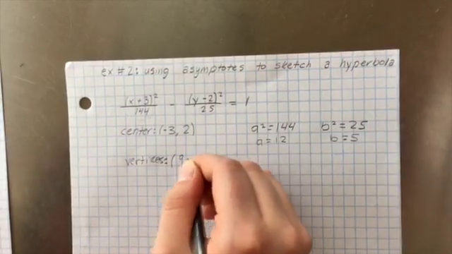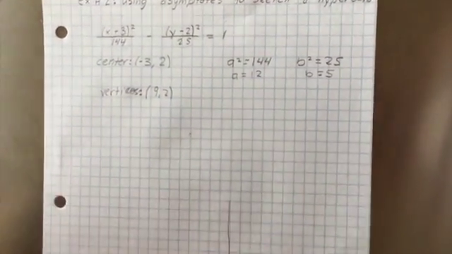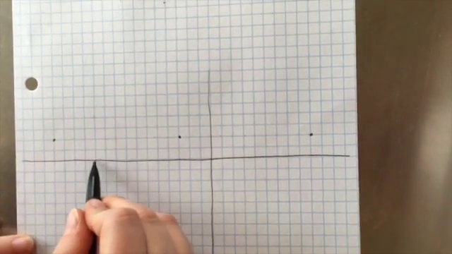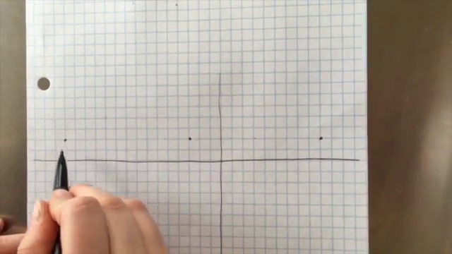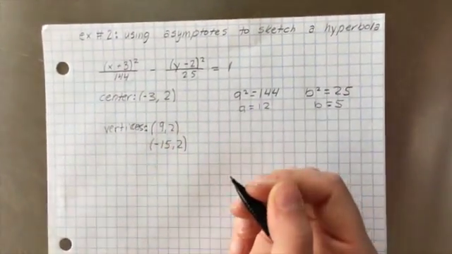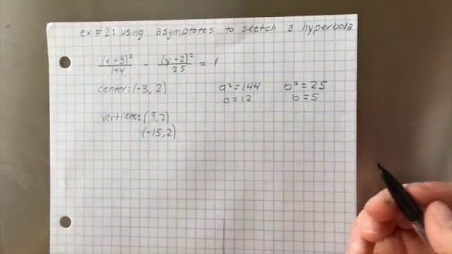So one of your vertices is going to be 9, 2, and take the same 1, 2, 3, 4, 5, 6, 7, 8, 9, 10, 11, 12, 13, 14, 15, up to, and your other vertex will be negative 15, 2. And then you have to find your foci.